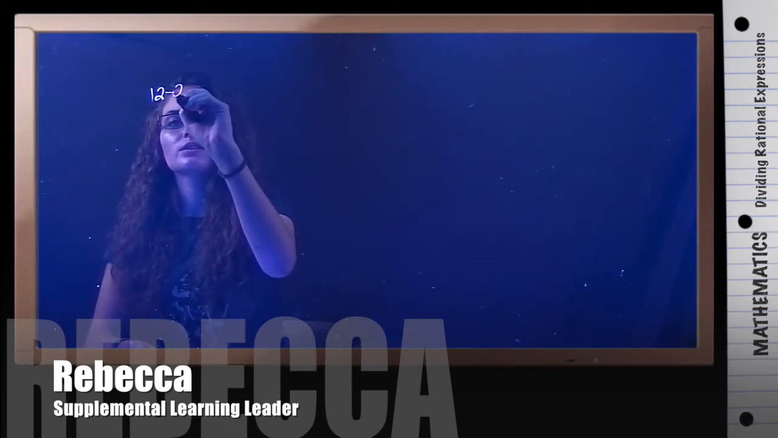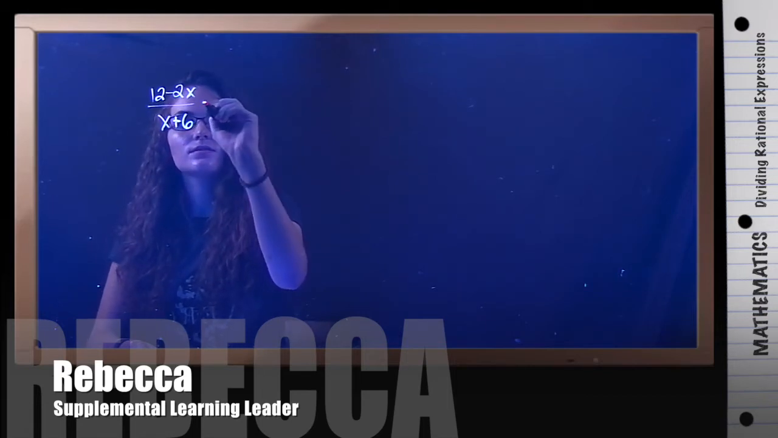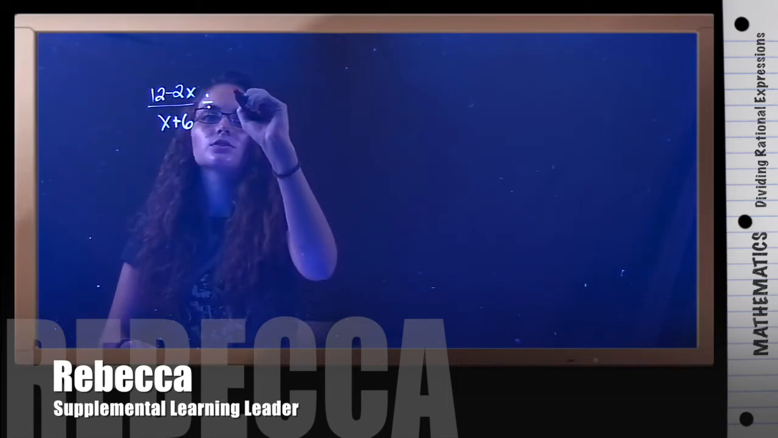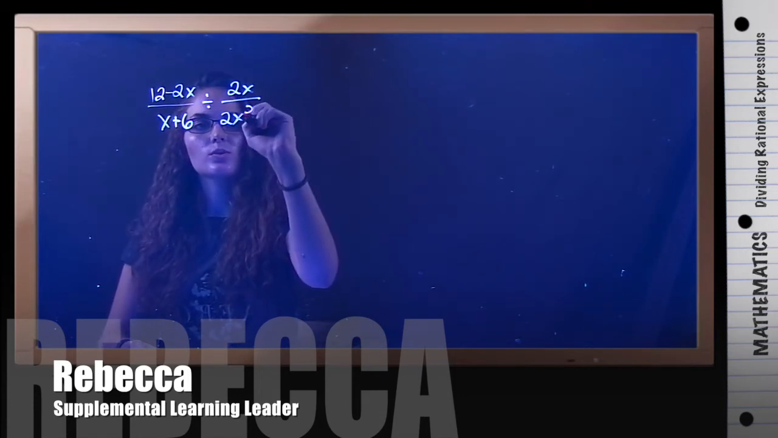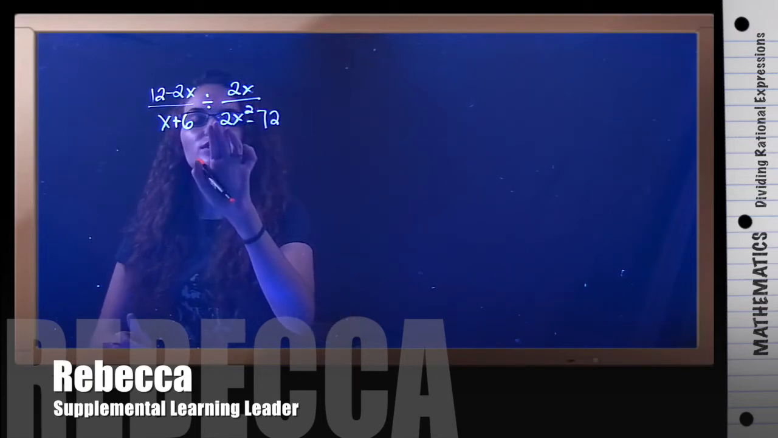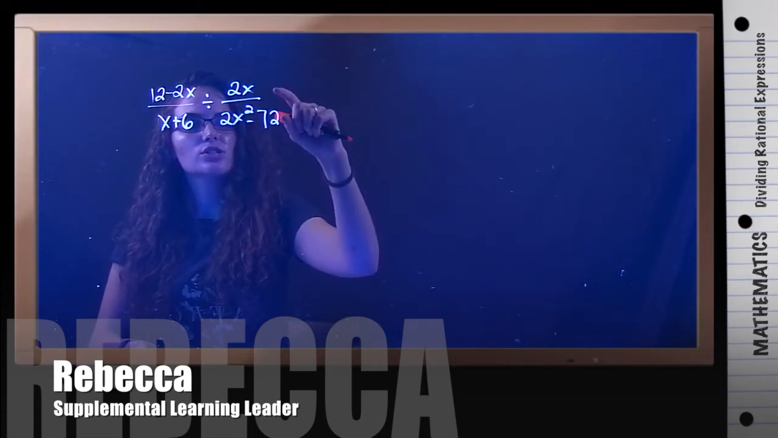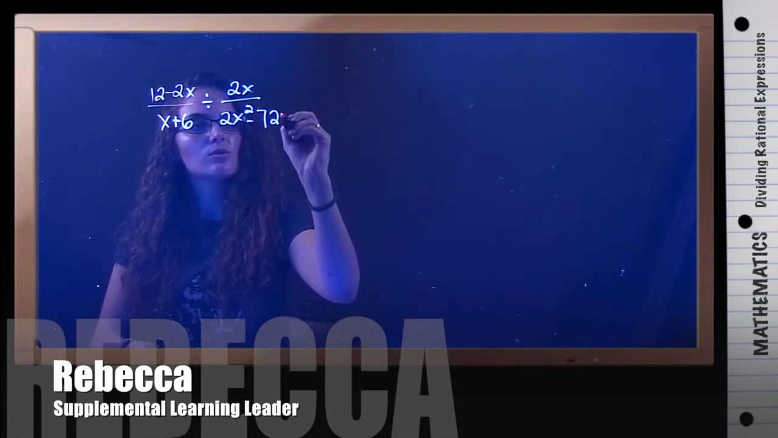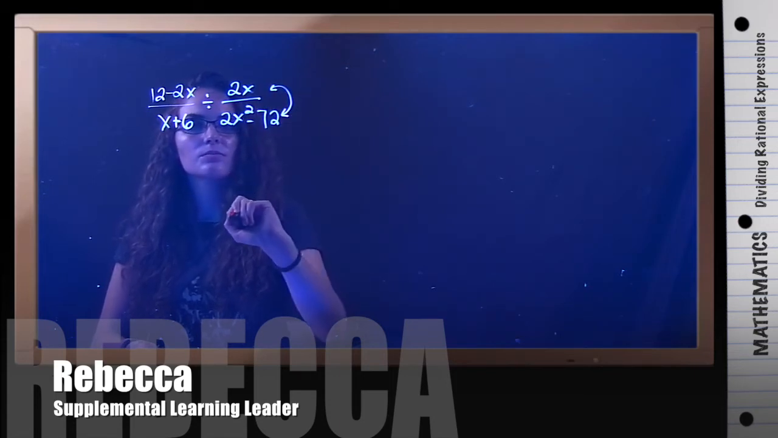For this example, we're going to be doing division. 12 minus 2x over x plus 6 divided by 2x over 2x squared minus 72. Now, division is almost the same as multiplication, except you have to remember that the second fraction will always flip. So the denominator will become the numerator, and the numerator will become the denominator.